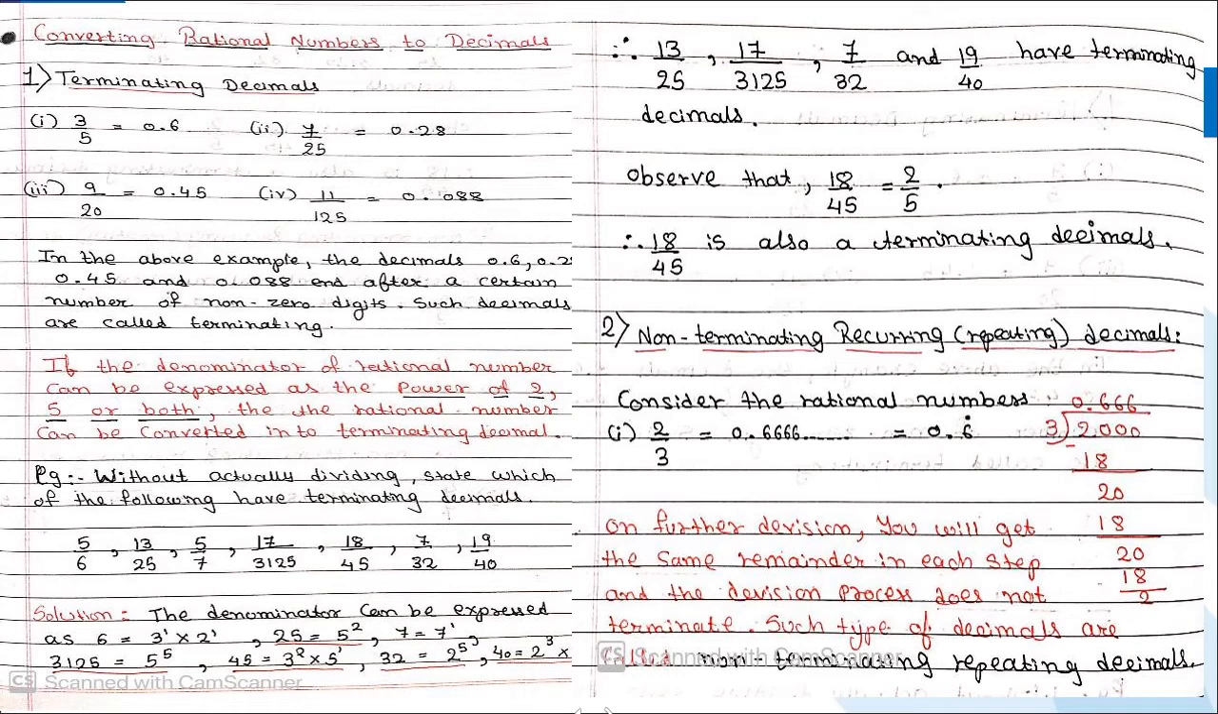Correct? Now, the second concept in converting a rational number to decimal is non-terminating recurring. Recurring means repeating decimal. With an example, we will see this. The first example is 2 upon 3. For your reference, I have divided it, children. When you divide, on further division you will get the same remainder in each step, and the division process does not terminate. Does not terminate means it will not end. Such decimals are called non-terminating recurring or non-terminating repeating decimals.